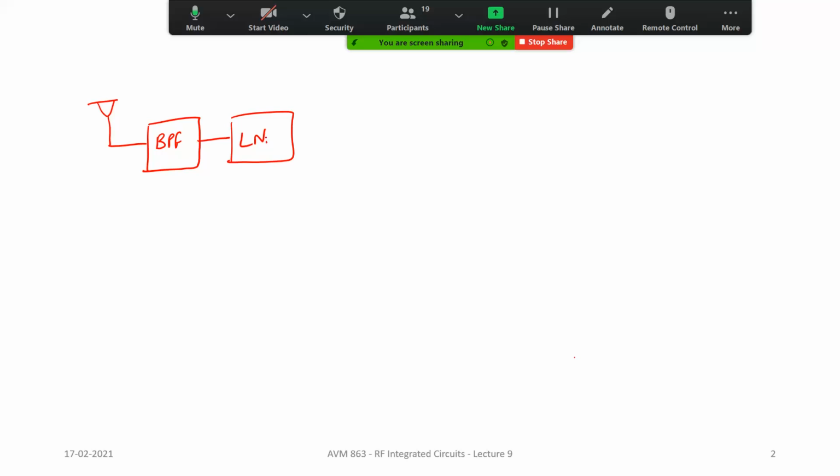So now what we're going to look at in today's class, the first portion is, suppose you have your first element as some band pass filter, okay, and let's say you have your low noise amplifier, and let's say you have your mixer. Now this is a very typical receiver chain.